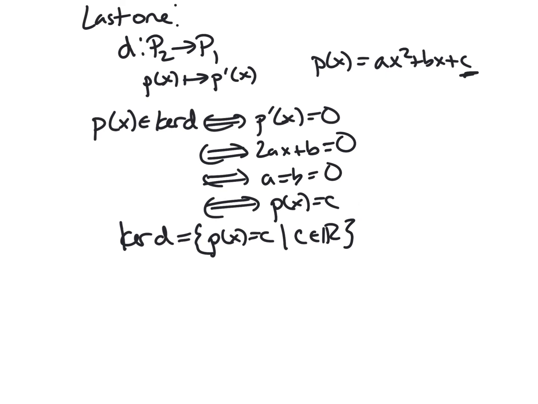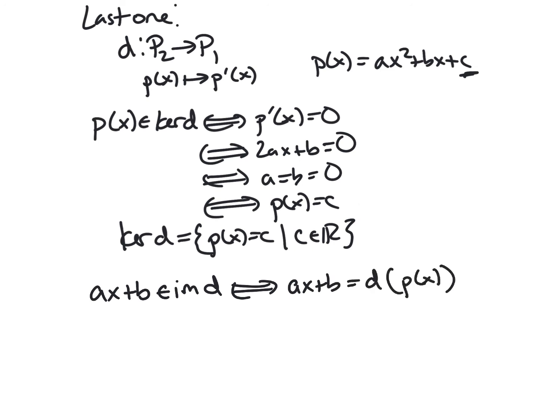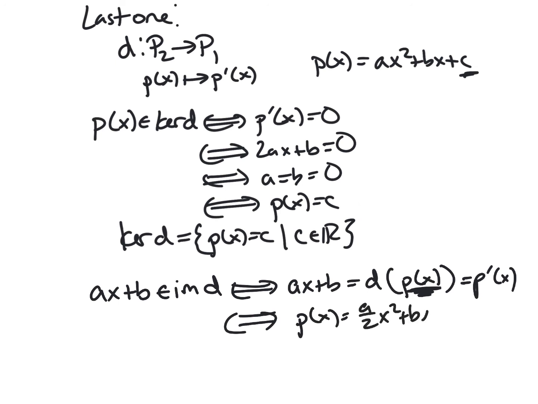And so what about the image? Well, here we want to start with a general thing in P1, right? So start with some ax plus b in P1. When is this in the image of the differentiation map? This would be true if and only if ax plus b is the derivative of some polynomial in P2. So it's p prime of x for something. And so we need to find the p, right? Does something go to it? So we just want to do the antiderivative, right? So this is true if and only if p of x is equal to a over 2 x squared plus bx plus some constant c, right? These are exactly the things that have derivative ax plus b.